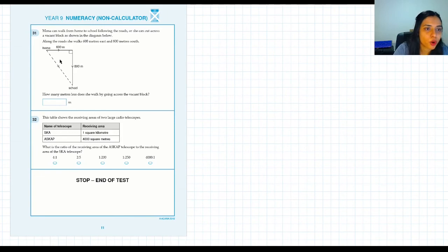Mona can walk from home to school following the roads, or she can cut across a vacant block as shown in the diagram below. Along the roads, she walks 600 meters east and 800 meters south. How many meters less does she walk by going across the vacant block? Alright, so this here is a right angle triangle. So we can use the Pythagoras theorem to get the longest side. And the Pythagoras theorem tells us that a squared plus b squared equals c squared.